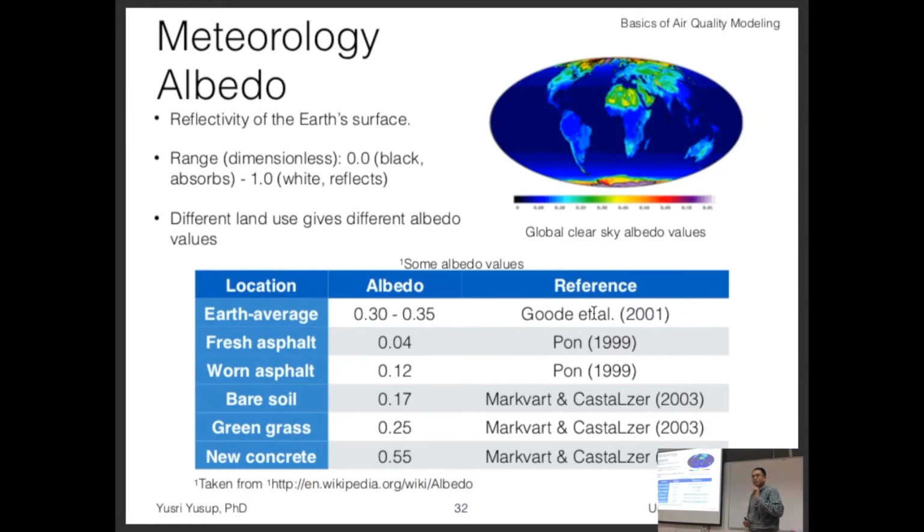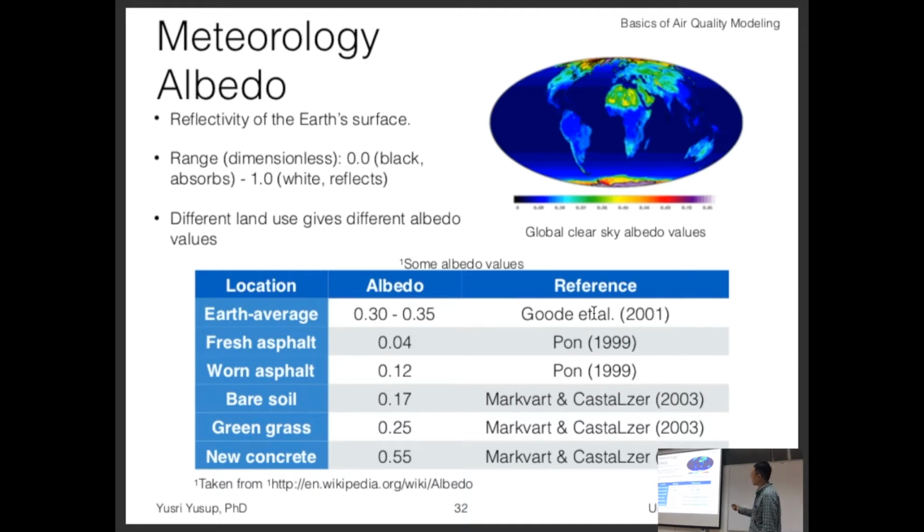Now let's look at some of the values for albedo. Can you guess what the range of albedo is? From 0 to 1, where 0 is the most absorbing. It doesn't reflect at all. Where 1 is white, where it reflects all the light, or all radiation, from the surface. So albedo is simply the reflectivity of the Earth's surface.